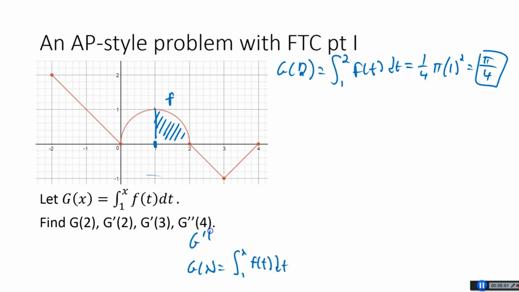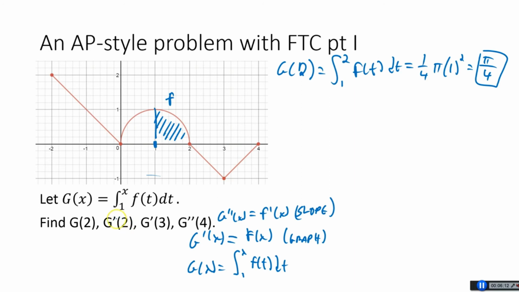G prime of x is the graph that we're looking at, so it's f of x. Sometimes I'll put next to that, it's the graph. And then g double prime of x would be f prime of x, because we're just adding primes at this point. So that would be the slope of the graph that I'm looking at.